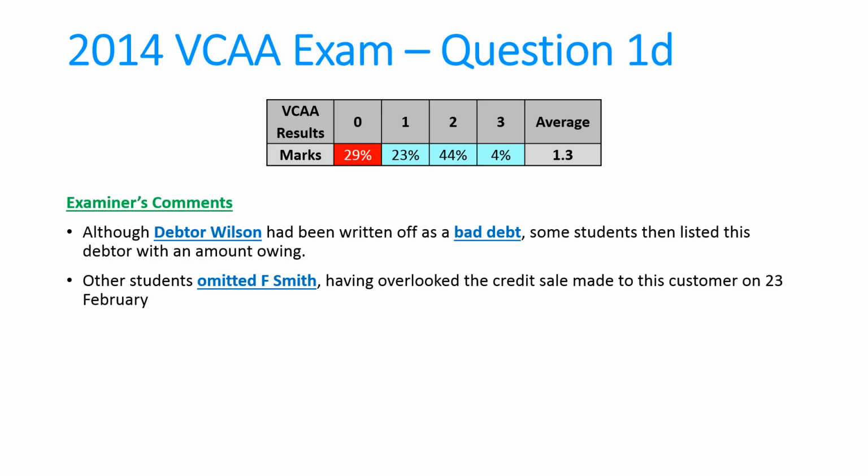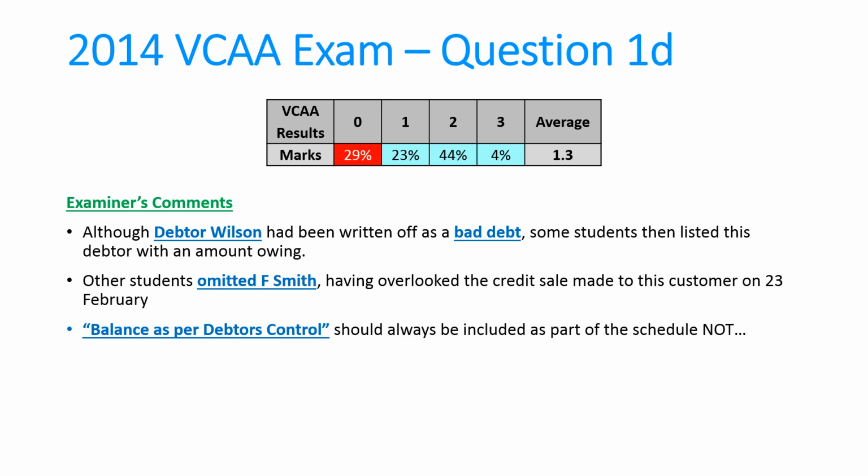A lot of people forgot to look for new debtors, so they forgot to look for F. Smith. And most importantly, I think this is probably the mark that cost everybody that 3rd mark, which was they didn't write balance as per debtors control. We don't just write debtors control, we don't just write balance, we don't write balance of debtors. We need to have the words balance and debtors control in there all together. So if they're all in there, we're going to be just fine. You can write balance as per debtors control or balance of debtors control, but the important thing is you write that in full.